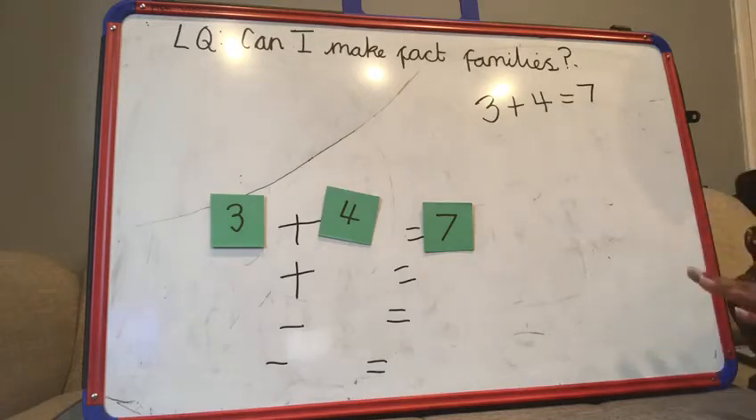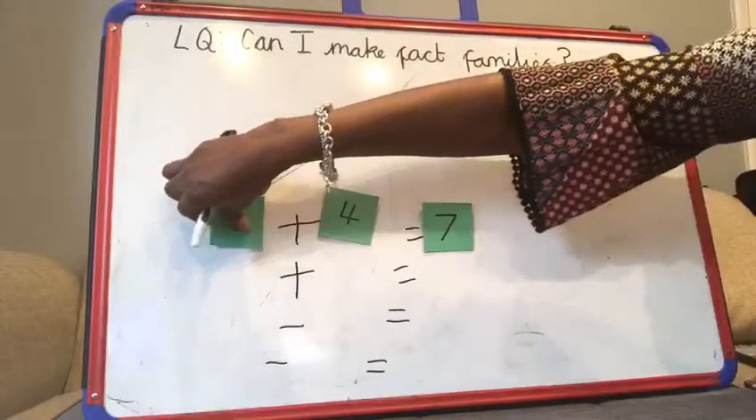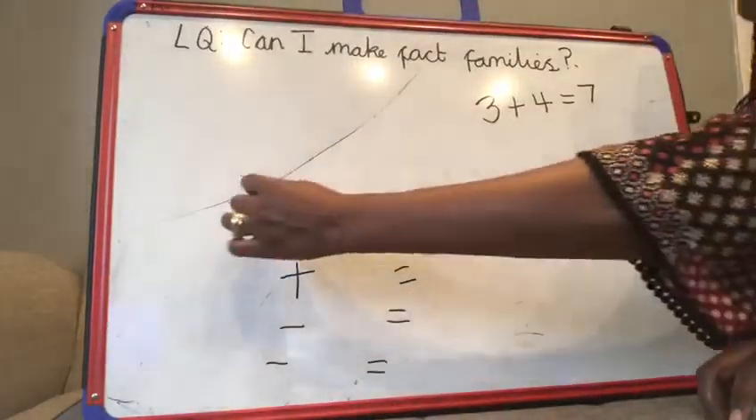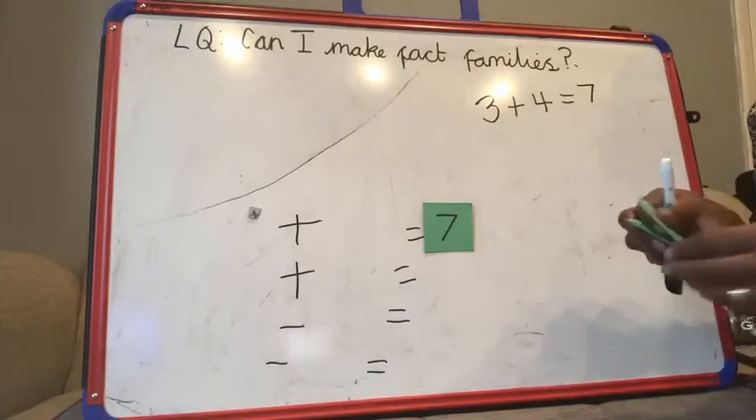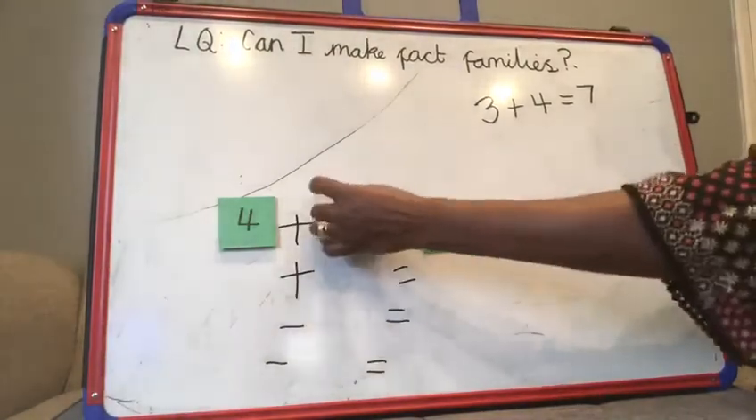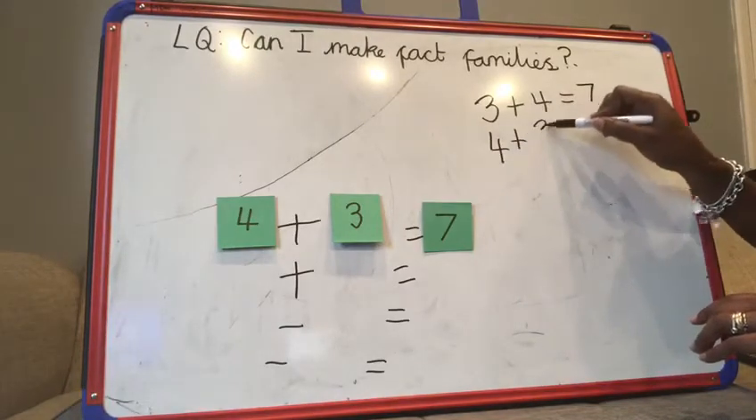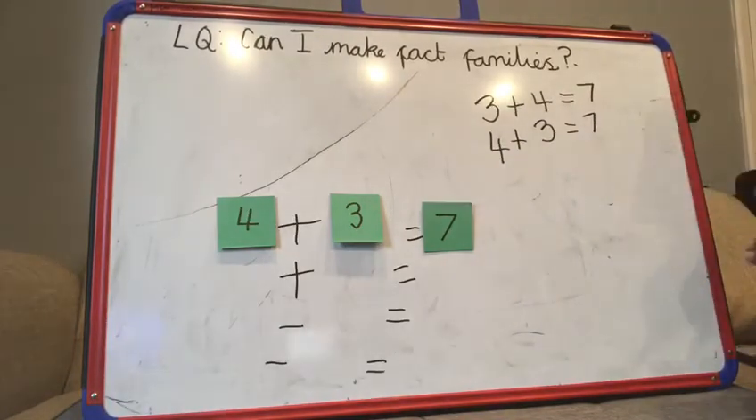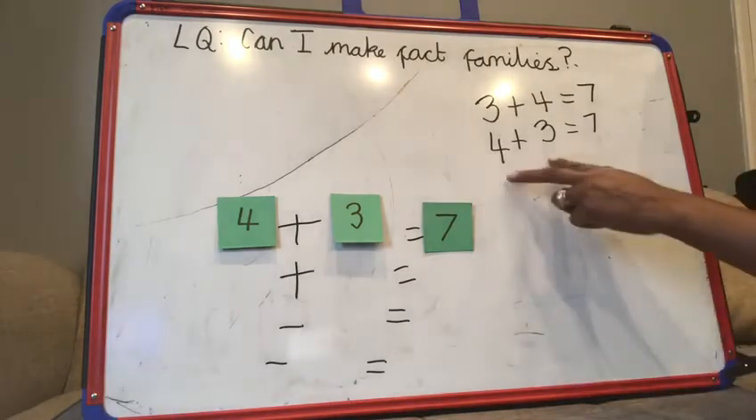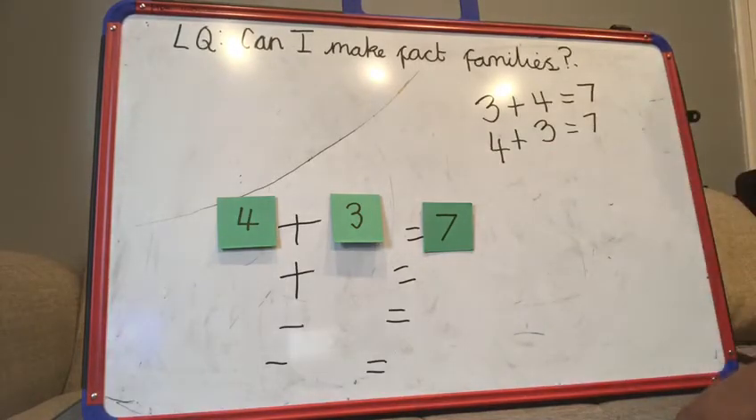Now we know that addition can be done in any order. It is commutative, which means that we can swap our numbers. So our second addition number sentence will be 4 plus 3 equals 7. And the answer stays the same because all we've done is to swap those numbers. 3 plus 4 equals 7. 4 plus 3 equals 7.